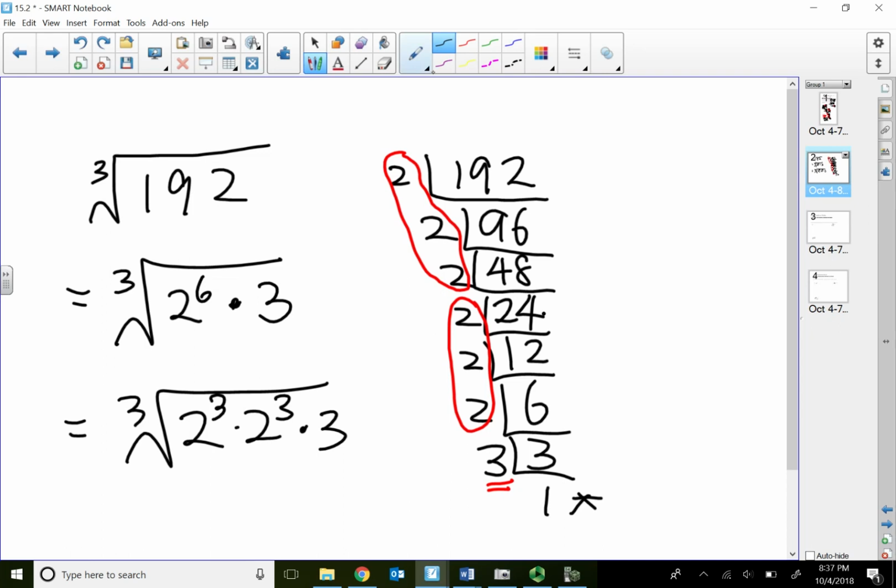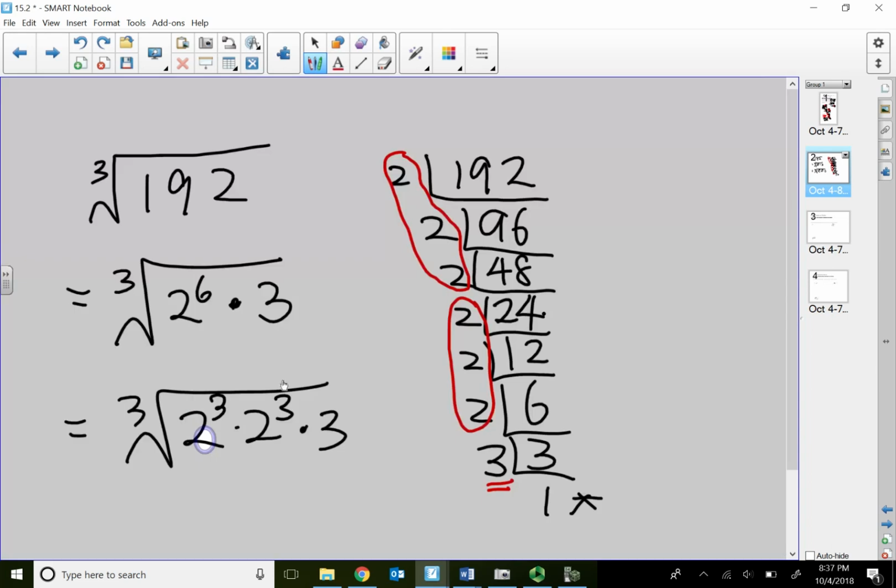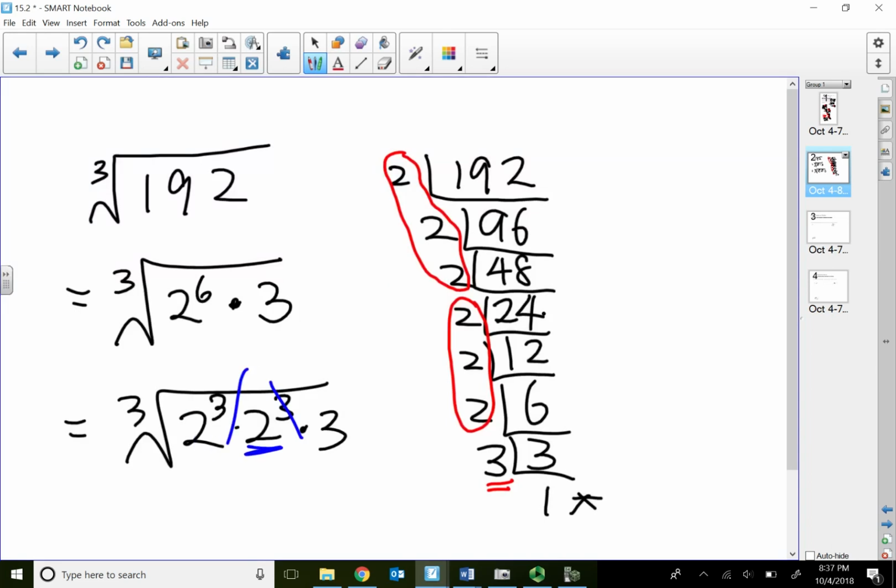Because cube and cube root cancel each other out, that's why the 2 comes out. Cube and cube root canceled out. This 2 will go outside, and two of them become 4.